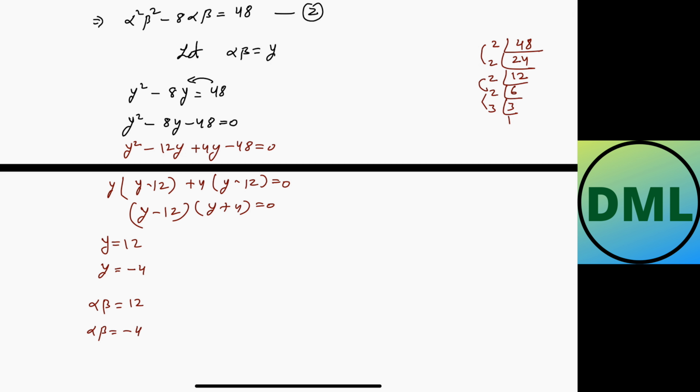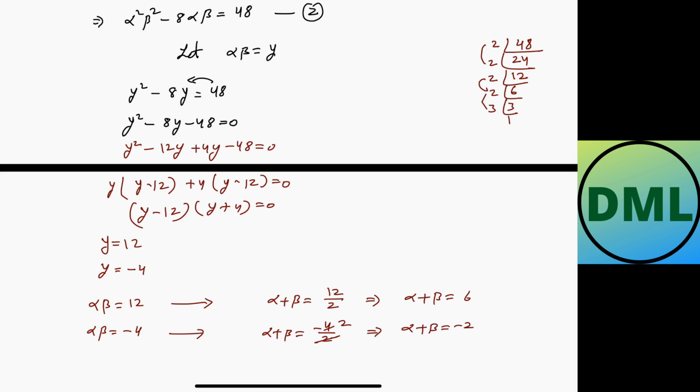If we substitute alpha beta is equal to 12 in our equation number 1, we will get alpha plus beta is equal to 12 over 2, which gives alpha plus beta is equal to 6. If we substitute minus 4 here, we will get alpha plus beta is equal to minus 4 by 2. 2 got cancelled and my equation will be alpha plus beta is equal to negative 2. So these are the two values I am getting.